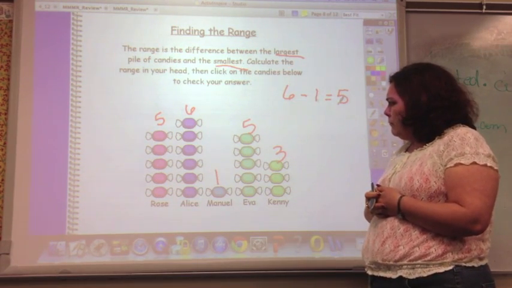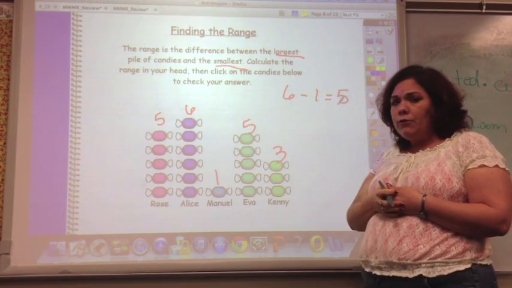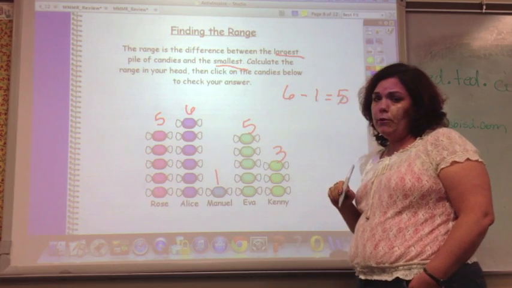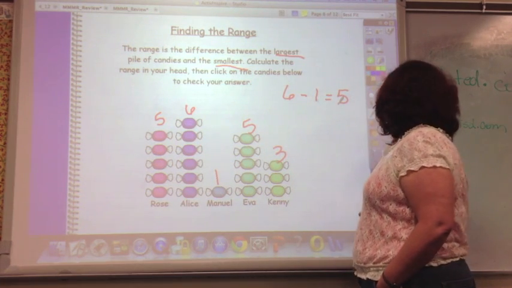And make sure that whenever you're doing problems like this, that you label everything so that you know what numbers you're dealing with.